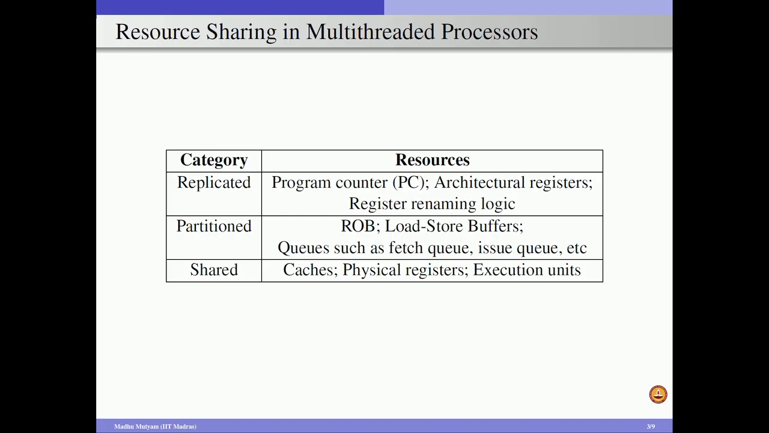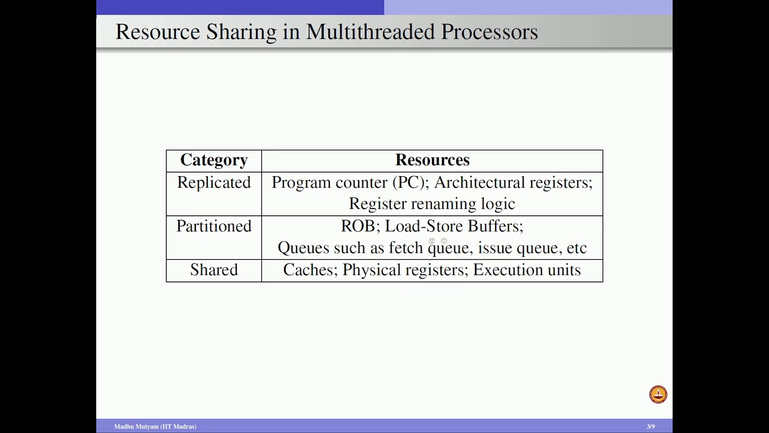We have to replicate these resources if we want to support multiple threads in our processor. For example, if we consider a 4-threaded multi-threading processor, then we need to have 4 PCs, 4 architectural register files, and 4 rename register logic units. Similarly, if you are considering a 2-way multi-threading, then we need to replicate these units 2 times.